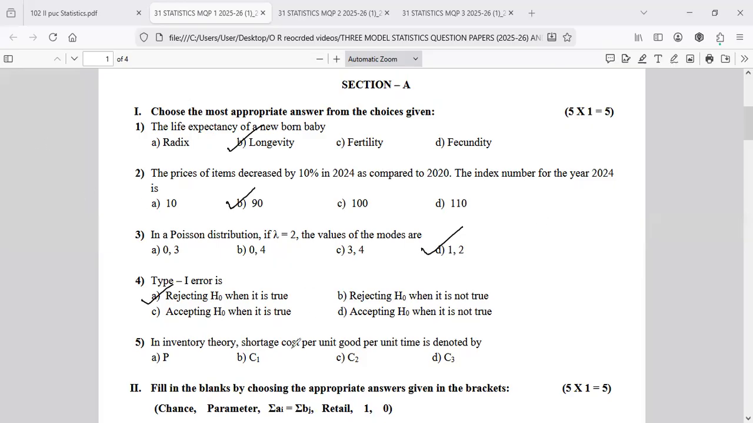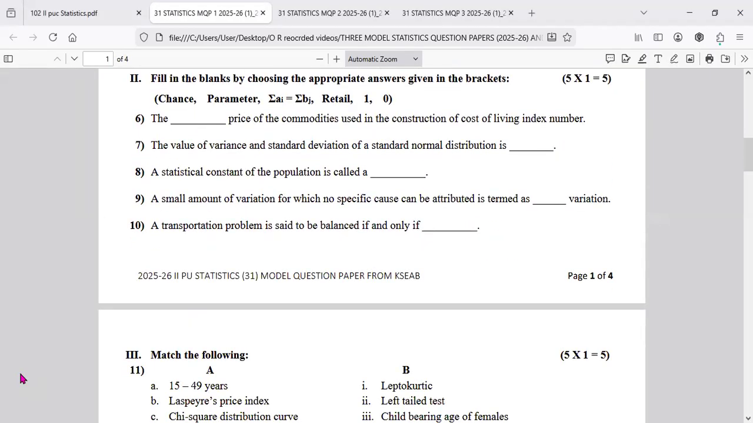Similarly, in inventory theory, the shortage cost per unit of goods per unit time is denoted by C2. It's very important. Shortage cost is denoted as C2. So these are MCQ. Now, fill in the blank.